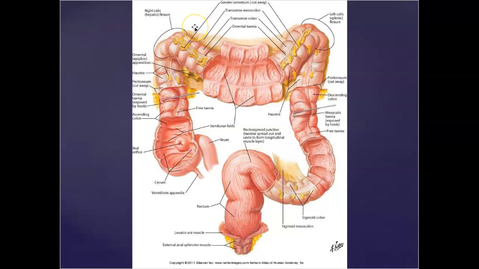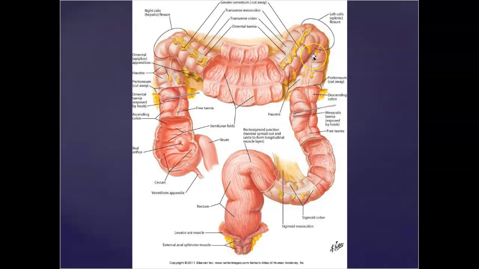A couple more things on the terms here. The right colic flexure is where the ascending colon makes a right turn and becomes the transverse colon, also called the hepatic flexure because it's by the liver. As the transverse colon makes a turn down again into the descending colon, that's the left colic flexure, also called the splenic flexure because it's by the spleen. So you can see that.